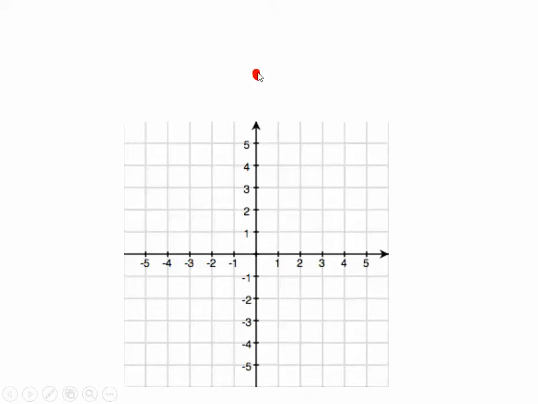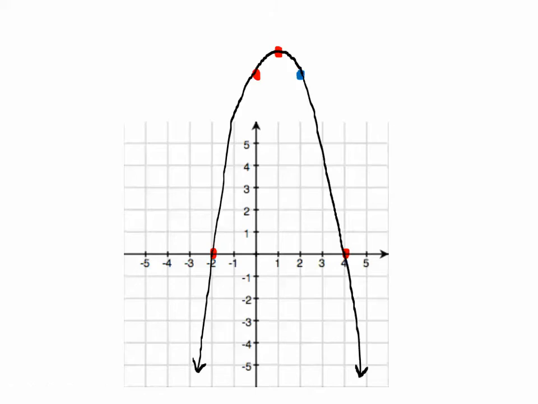So there's my (0, 8), there's my (4, 0), (-2, 0), there's my (1, 9), and again this little blue dot is the extra little piece I can add to it. And if you scaled yours a little different, that's fine too, as long as you put in those points correctly. I think you guys are sophisticated Math 63 students. You guys can figure that one out.